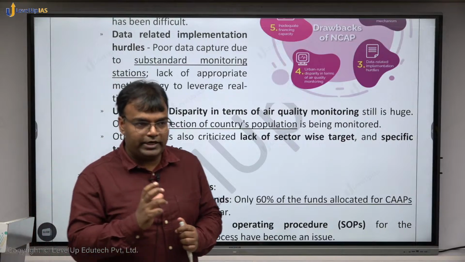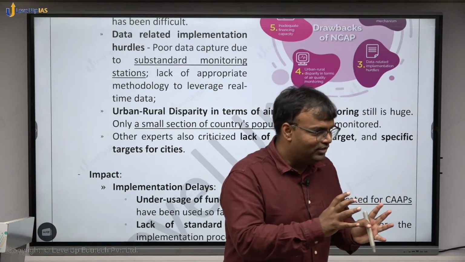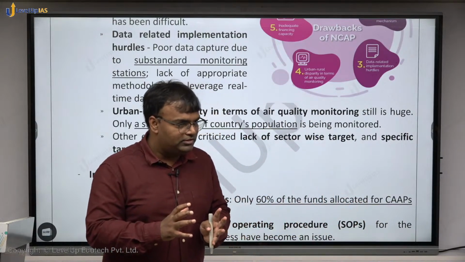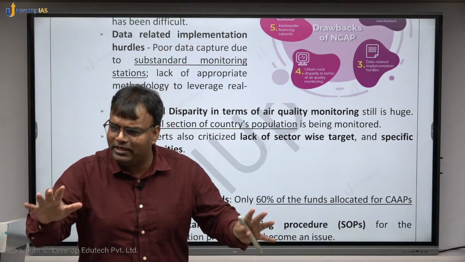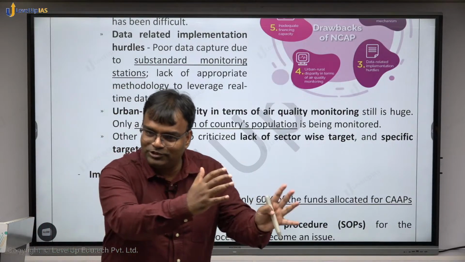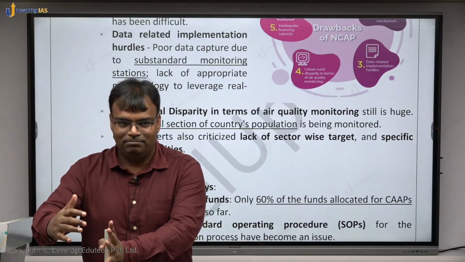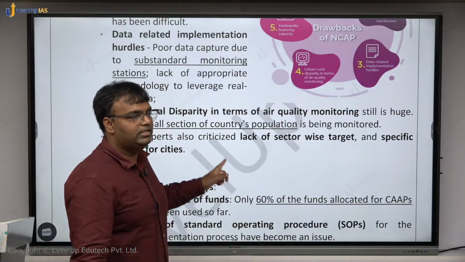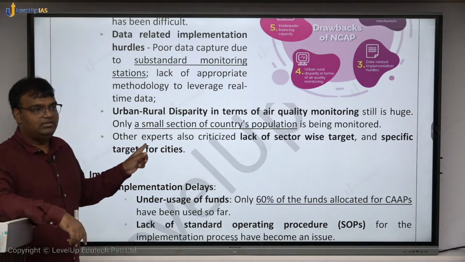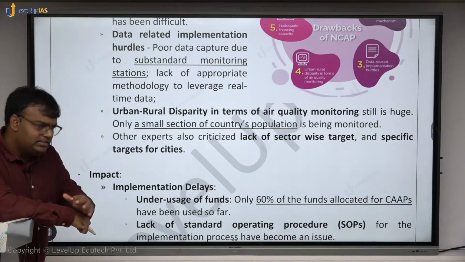So you decide that you can improve 40 marks in GS, 30 marks in optional, and 10 marks in essay. You make a plan like this. You have sectoral targets by which you want to achieve the final target. Those sectoral targets are missing under NCAP. These are some limitations in general.